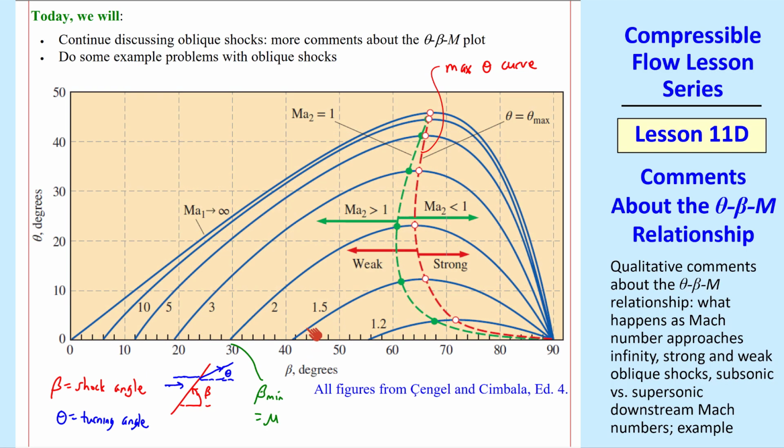By the way, for a given Mach number, the bigger the beta, the stronger the shock, and the strongest possible shock is the normal shock where beta equals 90 degrees.